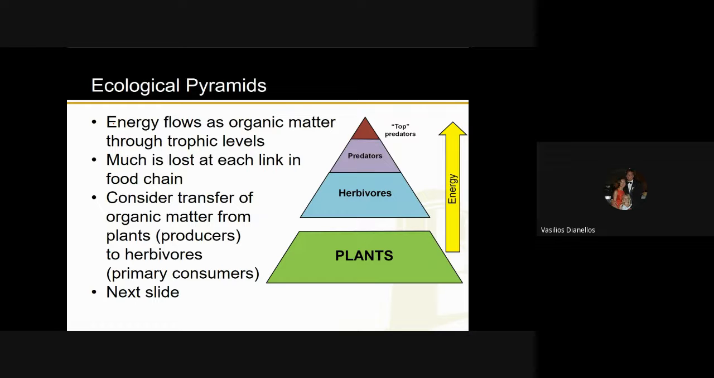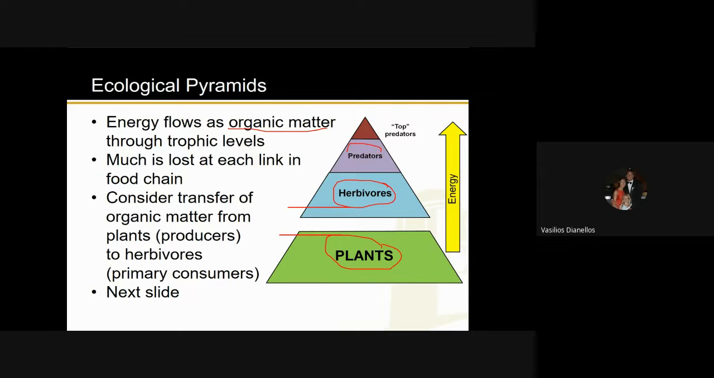Remember from chapters 5, 6, and 7 that in biology, when we talk about energy, we're talking about the energy that is stored in chemical bonds, right? So this energy is flowing as organic matter, meaning these plants use solar energy to produce glucose. And then these herbivores eat those plants and get that glucose and chemical energy. And then they use that energy to go through respiration, but also to build their own body molecules.